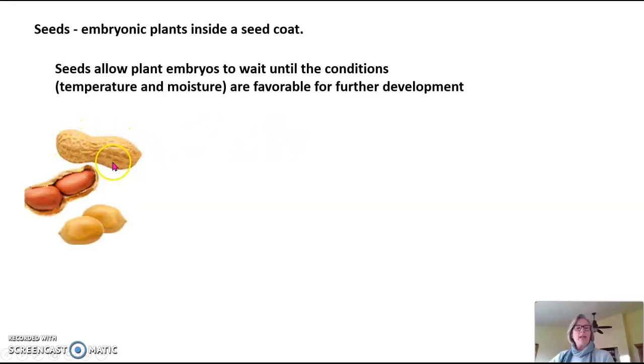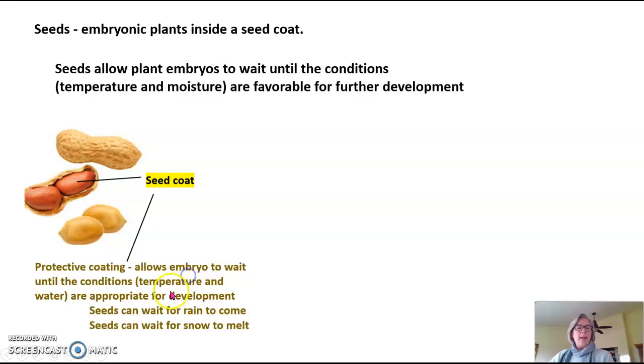We have here a peanut, which is coated in a shell, and then inside this peanut shell are two peanuts, which have another layer called a seed coat. And if you're eating your peanuts, you have to peel that seed coat off. The seed coat is a protective coating. It allows the embryo to wait until the conditions, like I said, primarily temperature and water, are appropriate for development.